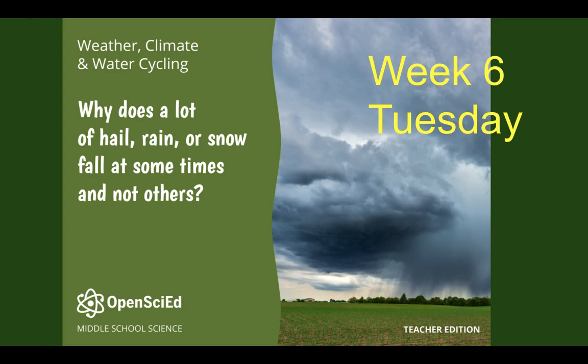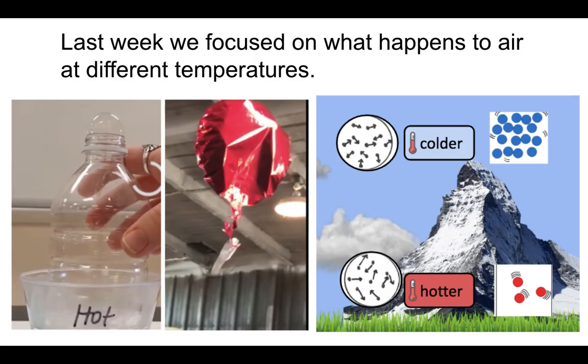Welcome back to our exploration of why does it hail? Last week, we focused on what happens to air at different temperatures. We saw that the particles in hotter air move faster and spread out, which is why we saw a soap bubble. We also saw that particles in hotter air have less density, which causes them to rise.